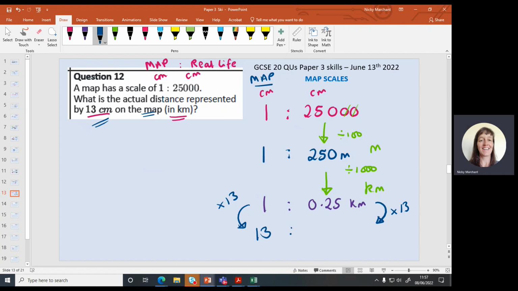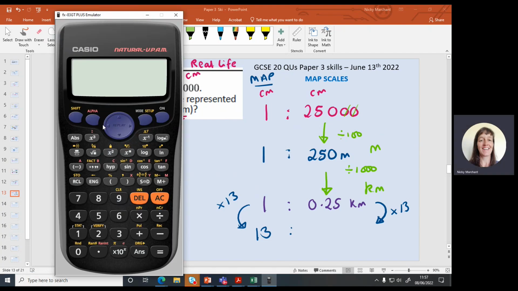So again, in your calculator, you will type in, so I've just lost my calculator for a second. Okay, you would type in 13 times 0.25.